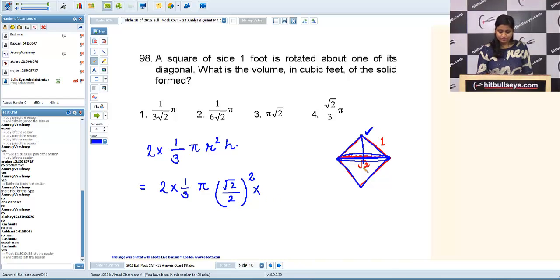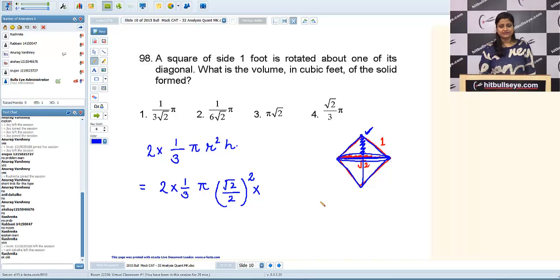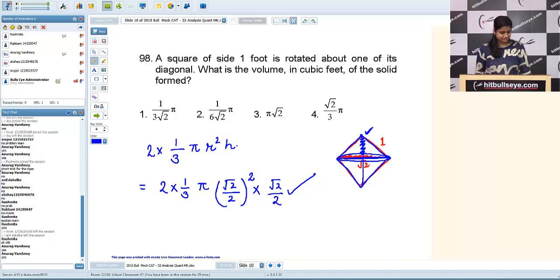And what will be the height here? Obviously in a square, both the diagonals are of the same length. So height will be half of the diagonal. So it will be √2 by 2 only. That is the answer in this case. That was an easy question. If you can visualize it, obviously you could apply that formula. Is it okay? See, geometry is not always difficult. Okay, Rashmita, got it? Okay, let's move now.